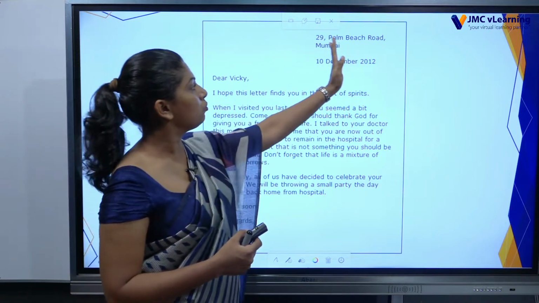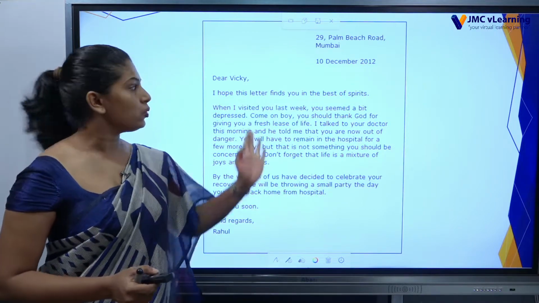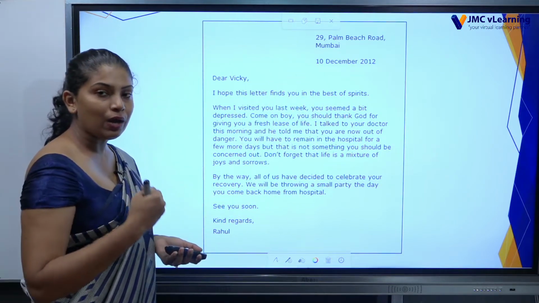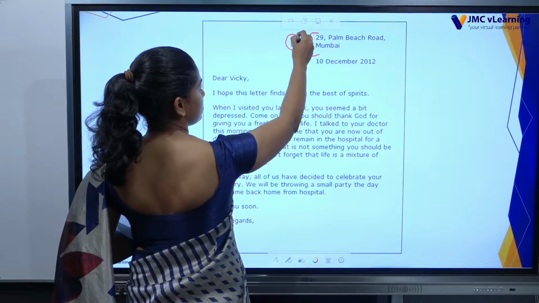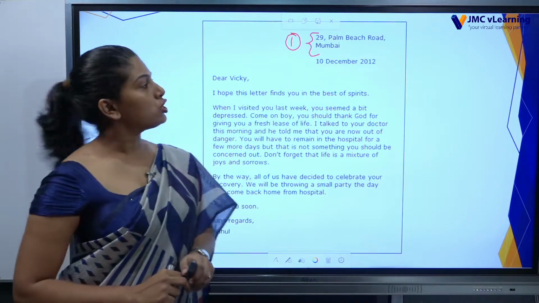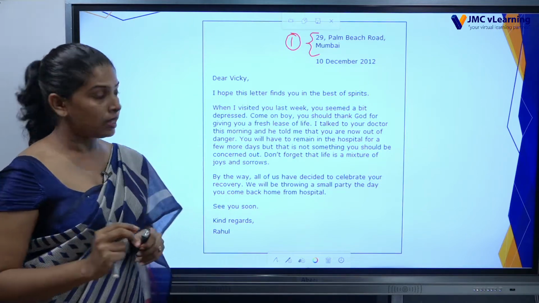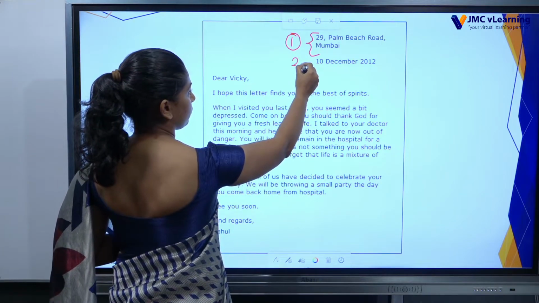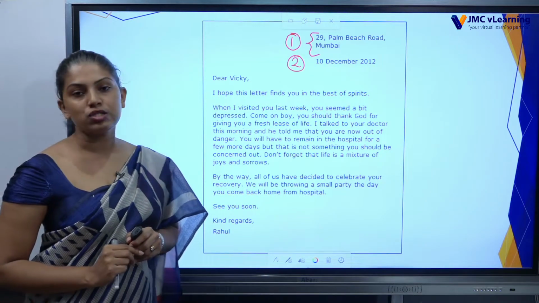Or you can just move the address and date to your right side, because this is an informal letter. So no harm, you can use both sides, either left or right. First, as we discussed, we have to write the sender's address. The person who is sending this letter, this is his address, 29 Palm Beach Road, Mumbai. After mentioning his address, he can keep a line there. Then he can write the date, the second one in our format, 10 December 2012.